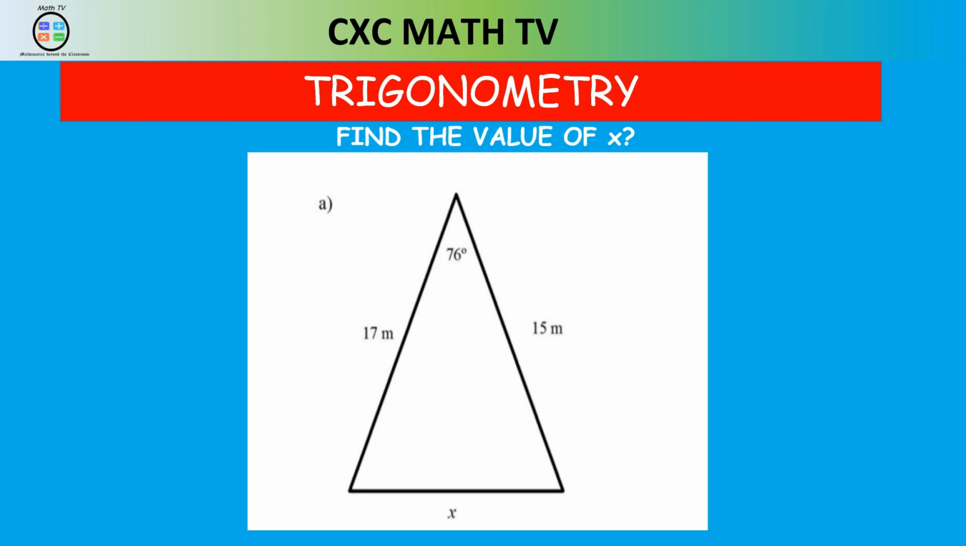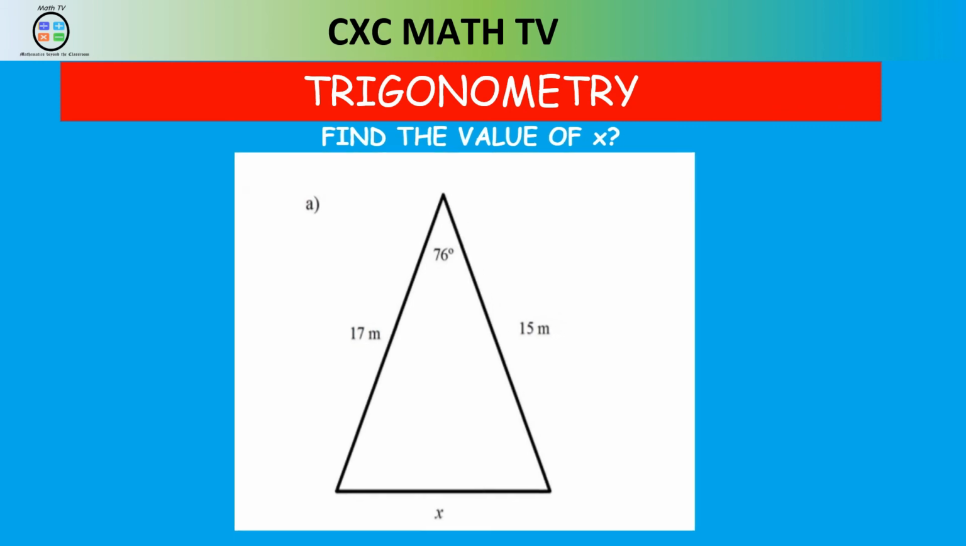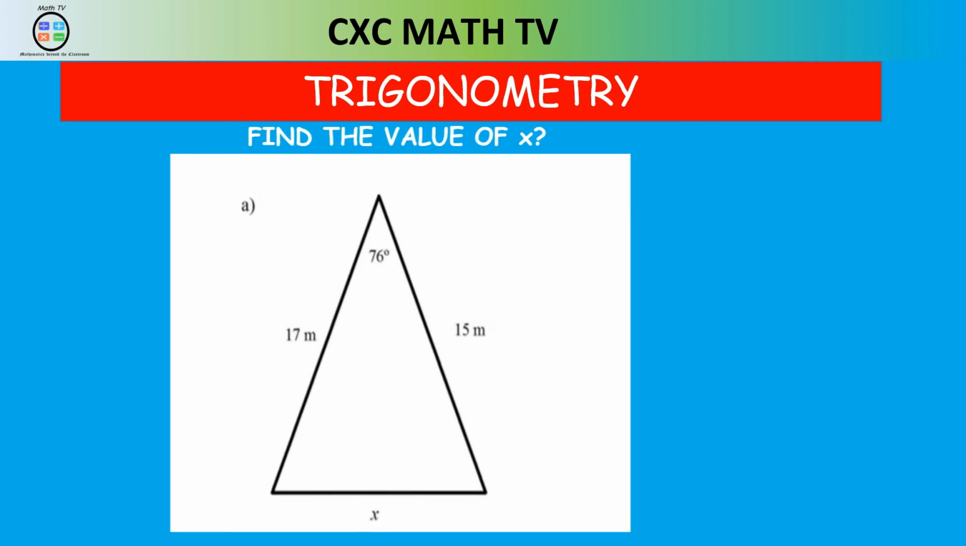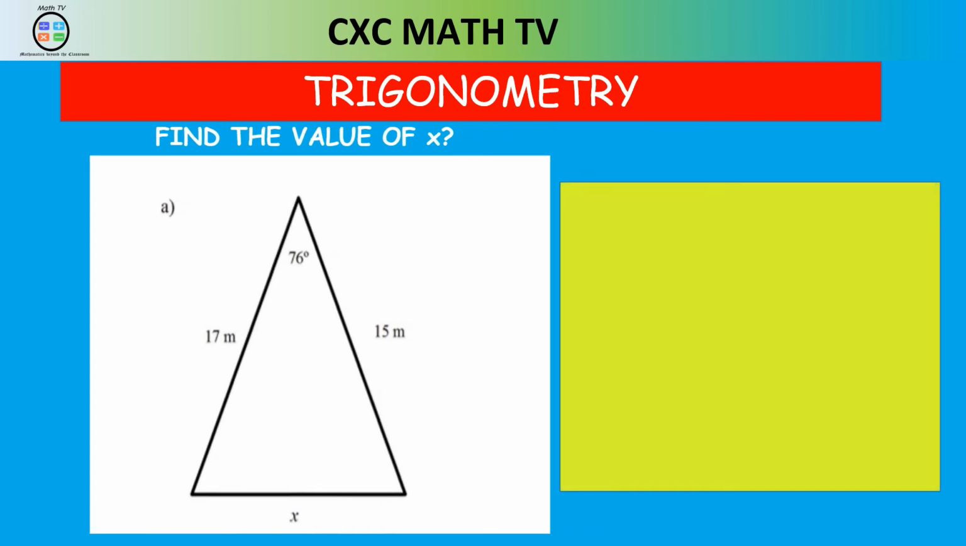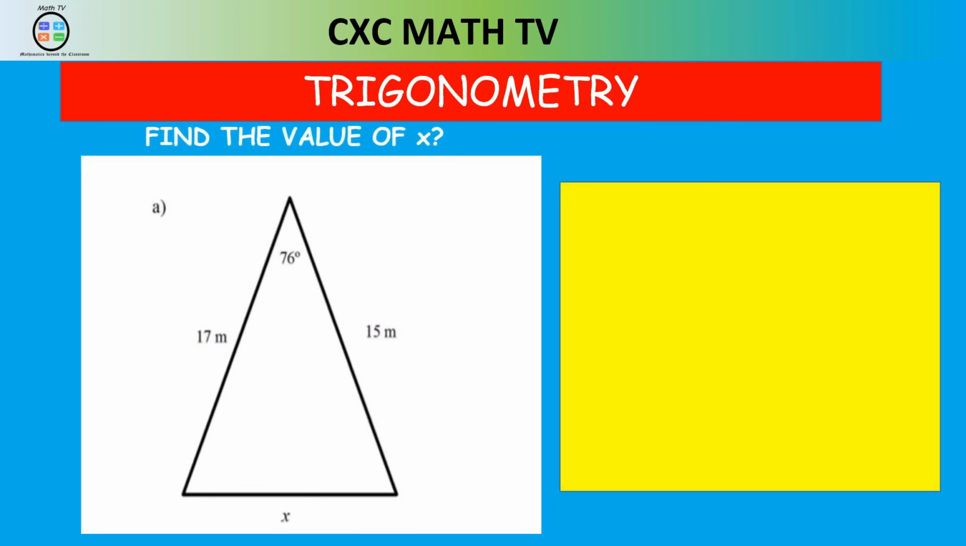is 76 degrees. Now using the cosine rule, we can say that the side that we want, the square of it, x squared, is equal to the first side squared plus the second side squared minus 2 times the product of the two sides, 17 times 15. Then we multiply that by the cosine of the angle in between them. The angle in between them is 76 degrees. So now 17 squared is 289 plus 15 squared is 225 minus 510 times the cos of 76.